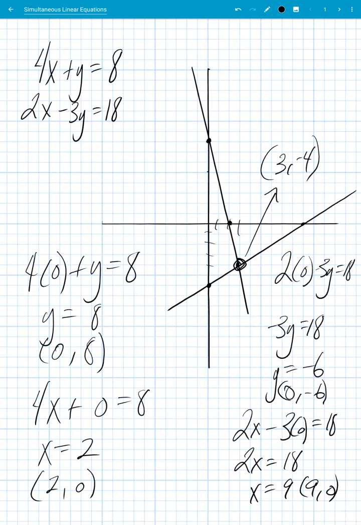Now, that was time-consuming and not entirely accurate. You have to be very careful how you draw it. So let's look at two ways to solve the same system of simultaneous linear equations. We call it a system because there's more than one of them, and see if we get the same answer. So let's try the substitution method.